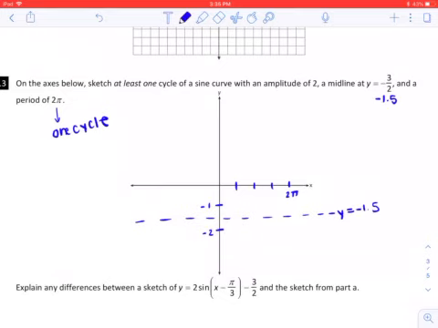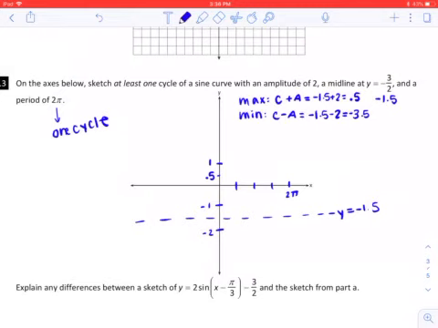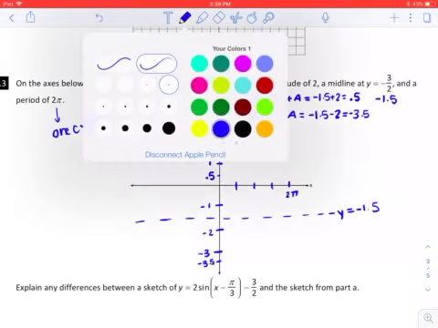The amplitude is 2, so I need to find my max and my min. So my max is C plus A, and my min is C minus A. So that's -1.5 plus 2, which is 0.5, and -1.5 minus 2, which is -3.5. So the highest I need to go up is 0.5, so here would be 1. So 0.5 would be below that. And then I need to go down to -3.5. And then I need to just make my points.